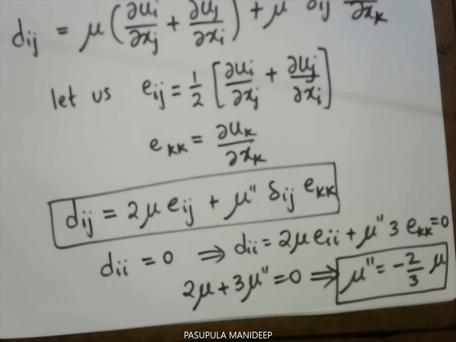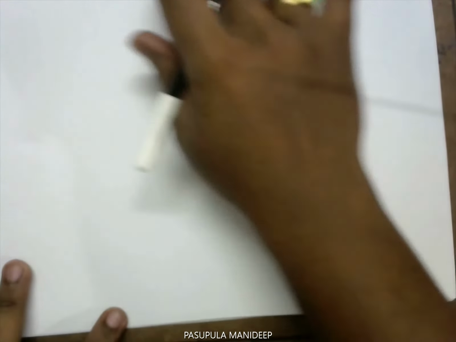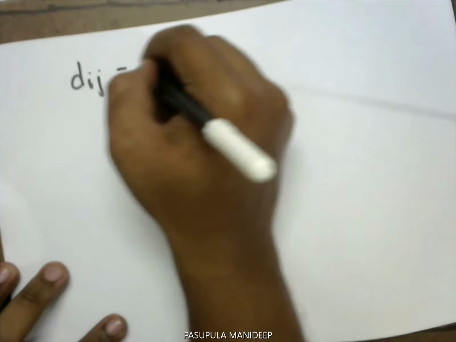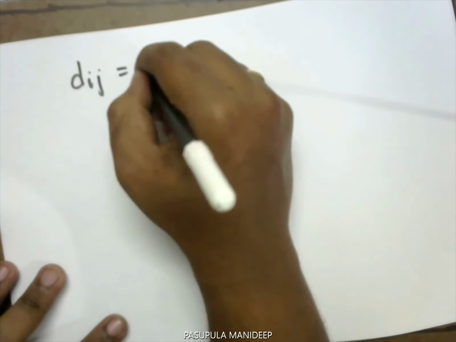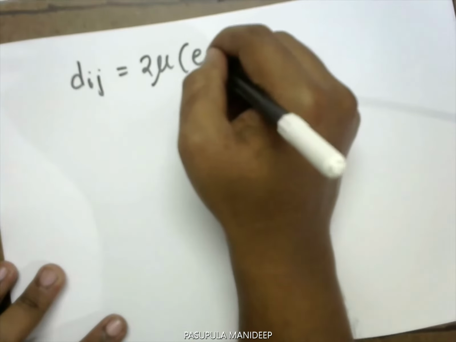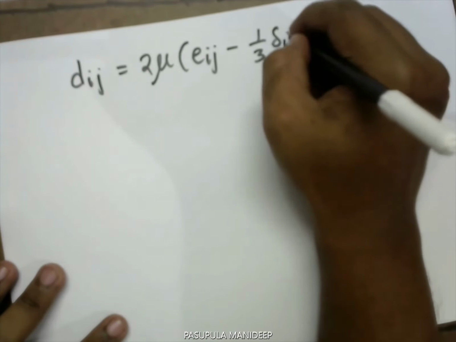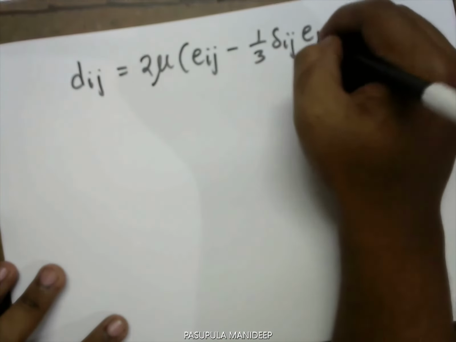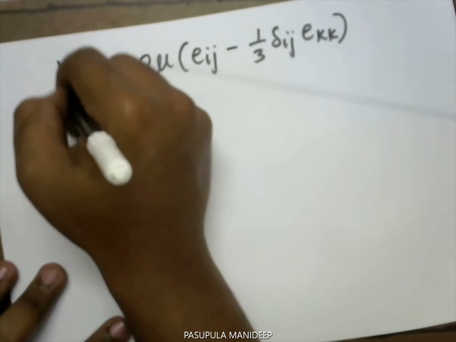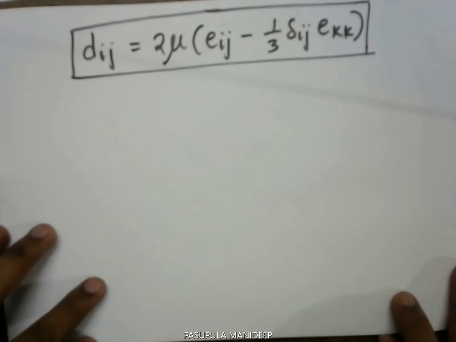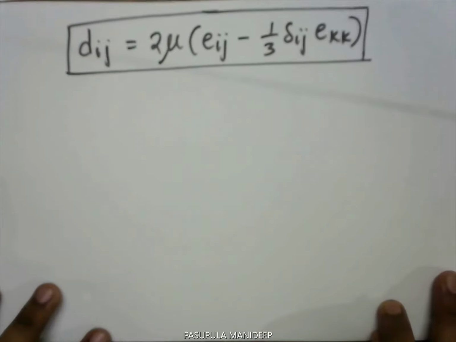Now we substitute this back into the dij equation and we get the final expression for dij, right? The final expression for dij will look like 2 mu of (eij minus 1 by 3 delta ij ekk). Okay, this is the final expression of dij, the deviatoric stress tensor, right?